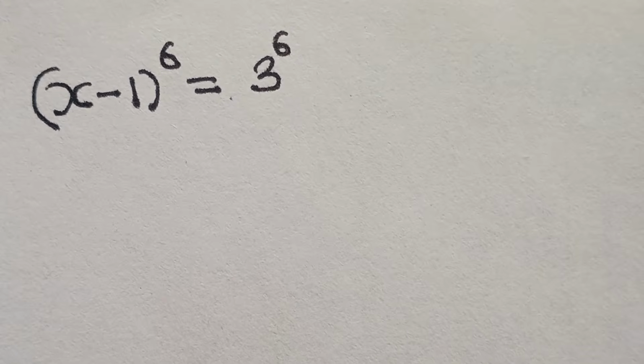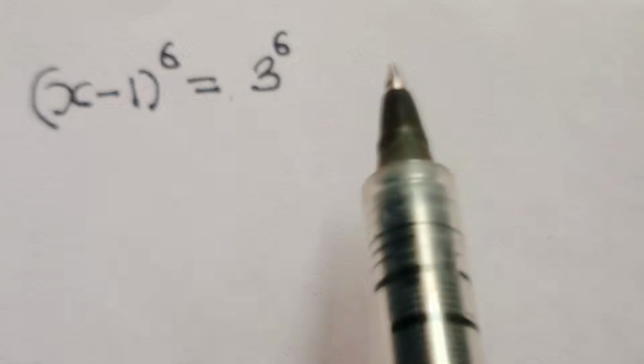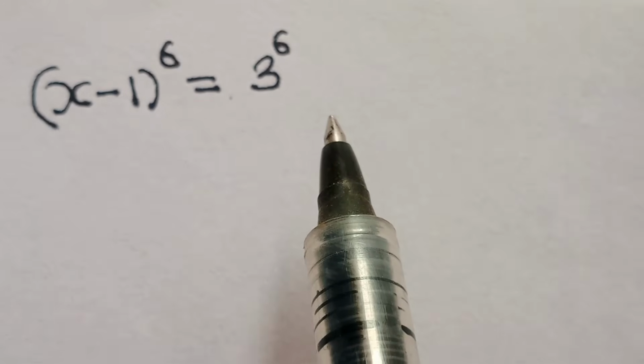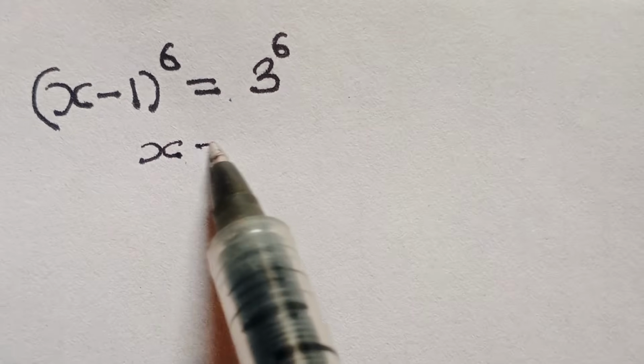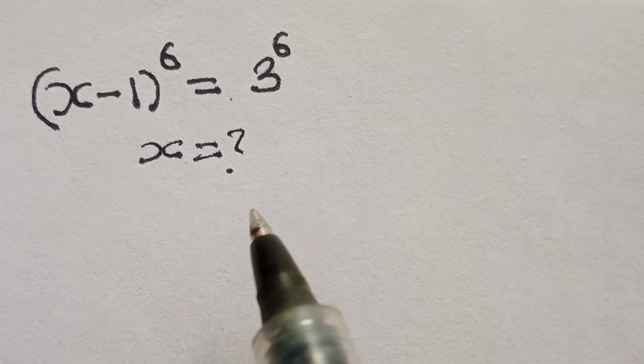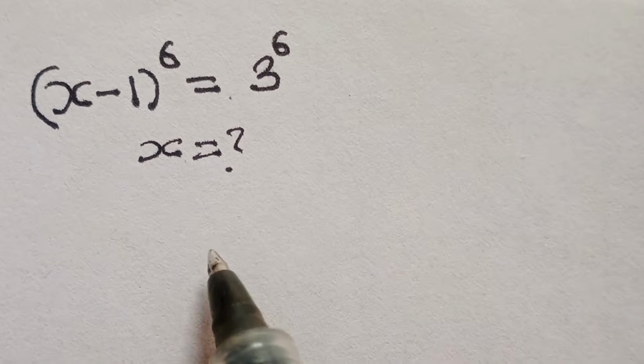Welcome. Today we have (x minus 1) raised to power 6 equal to 3 raised to power 6. We are asked to find the value of x, that is, x is unknown. So let's get started and look for the value of x.